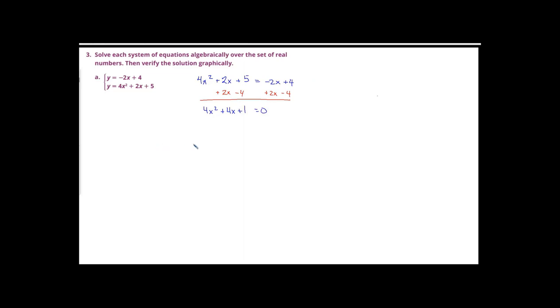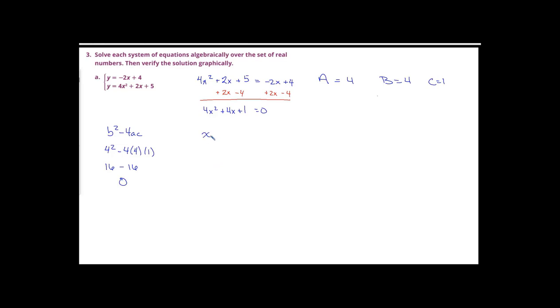Now I can use the quadratic formula. A is equal to 4, B is equal to 4, and C is equal to 1. And the first step of the quadratic formula is to find the discriminant, b squared minus 4ac. And when I plug that in, I get 4 squared minus 4 times 4 times 1. So b squared is 16, minus 16 gives me 0.